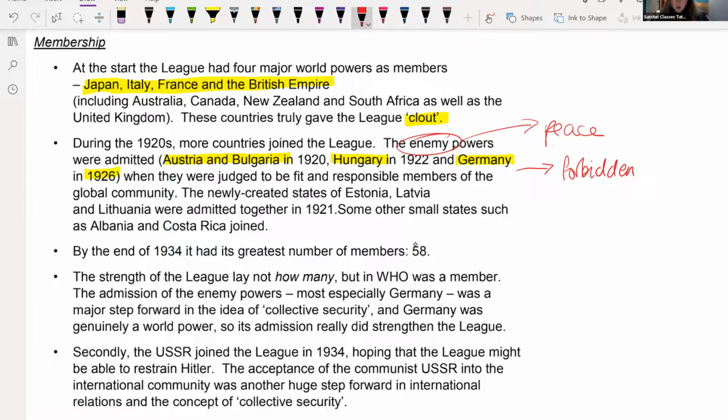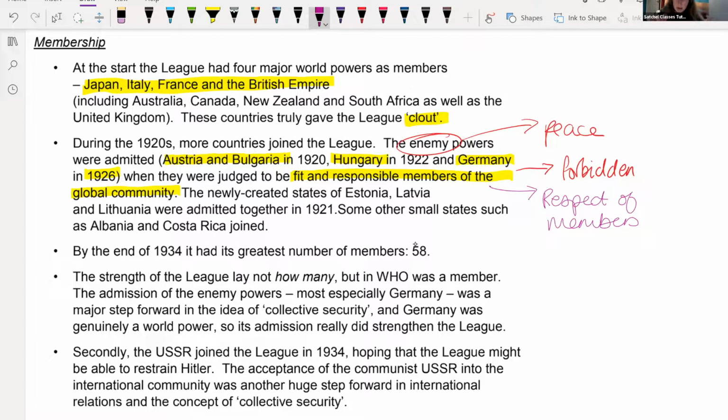So they were admitted when they were judged to be fit and responsible members of the global community, okay? Because if you remember what we said in the last video, what's really important about the League of Nations is that it has the respect of its members. Because if these countries were going to join, and then if they did something wrong, the League was to say, right, this is your punishment, and they were just to say, get lost, we're not going to do that, there's no point in them being there. So until they could prove that they had the correct attitude, that they were going to be active members of the League of Nations and cooperate, they weren't allowed to join. As soon as they did, they were fine to come in.